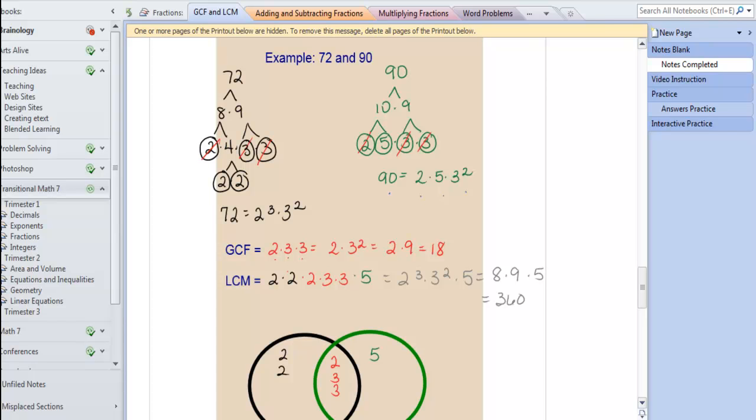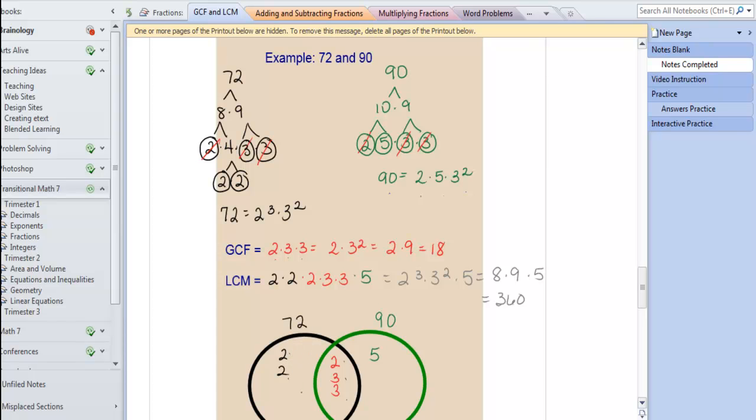Now for the least common multiple, I need to fill in all the numbers for 72 in the black circle and for 90 in the green circle. So for 72, I had 2 cubed times 3 squared. Well, I have 1 2 here, but I need 3. So I'm going to put the other 2 in the black circle. And then for 3 squared, my 3 squared is already written over here in red, so I have everything I need for 72. And I'm going to double check. I have 3 2's and 2 3's, so 72 is covered.